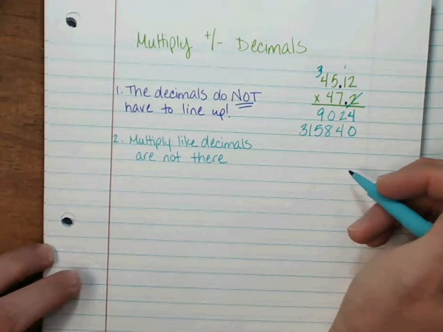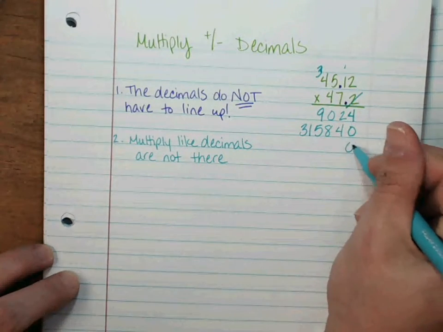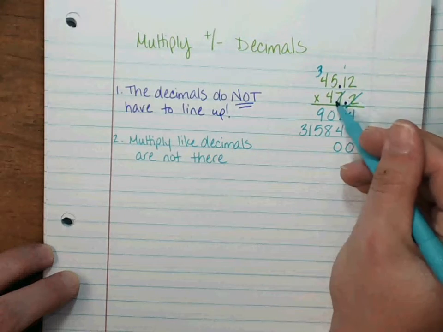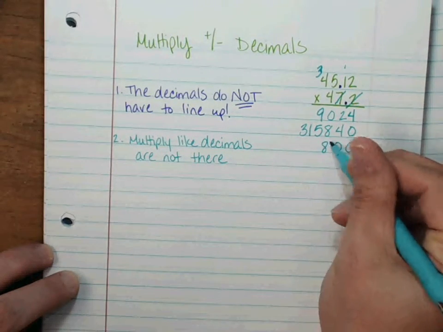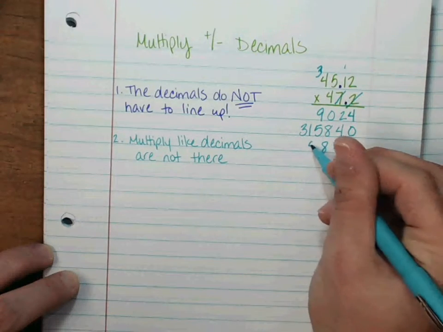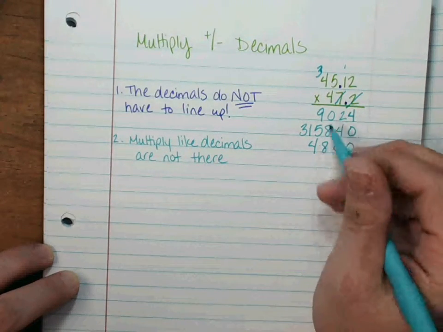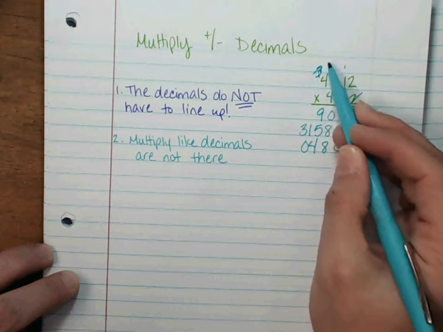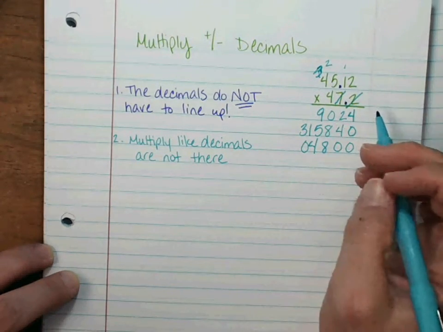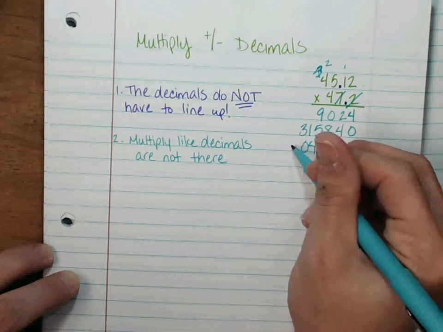Third line, this is where a lot of people mess up. It's 2 zeros. 4 times 2. 4 times 1. 4 times 5. Put a 0, carry the 2. 4 times 4. Plus 2. 18.